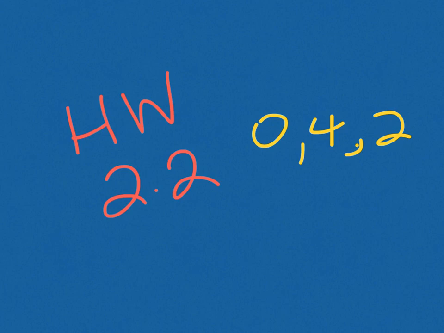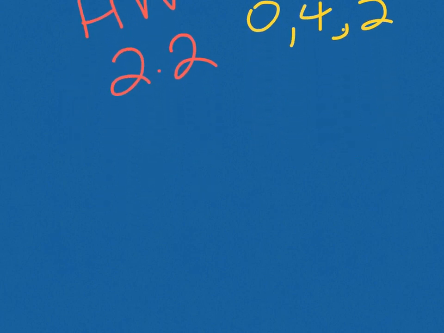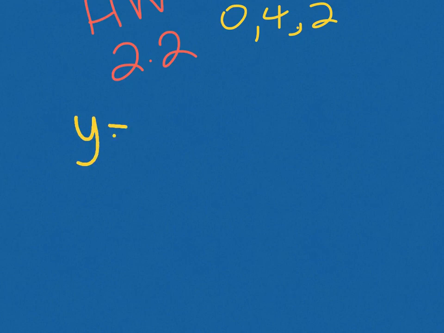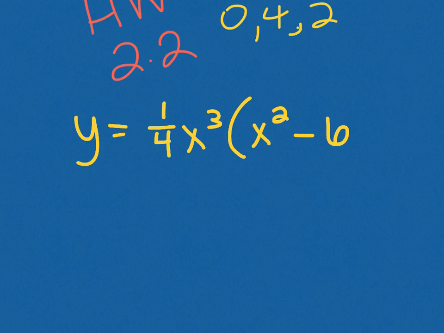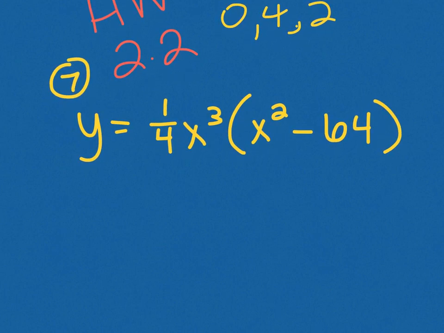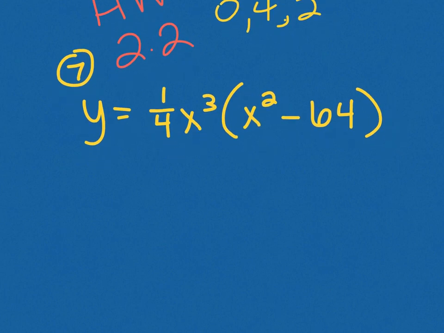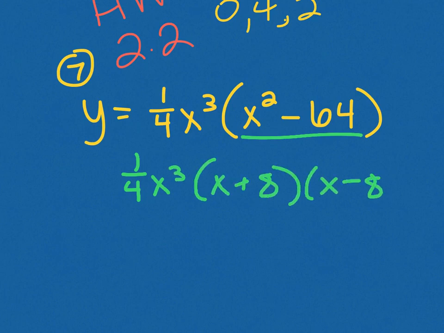Mine was number 7. It was y is equal to 1/4 x cubed, and then parentheses x squared minus 64. Number 7, you said? Yeah. Okay. And it was end behavior or full on graph it, right? I think it was graph it. Okay. So the first one, 1/4 x cubed, I can't do anything with, but I can factor that. That's the difference of 2 squares. So 1/4 x cubed, x plus 8 and x minus 8 is as far as I can go as far as factoring.